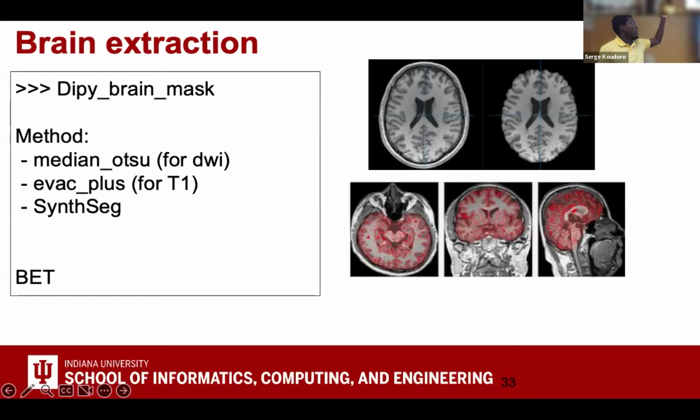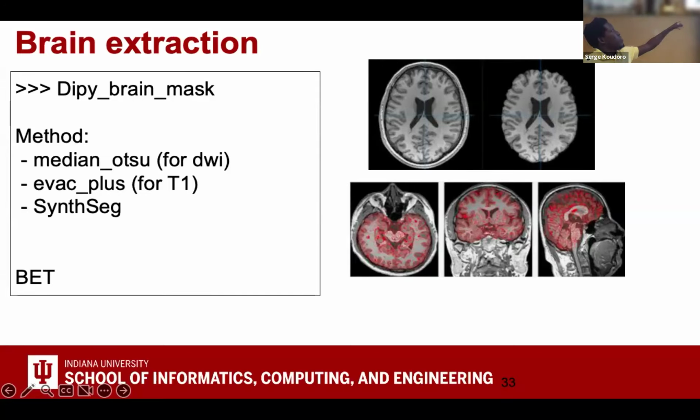So in DIPY, we have, of course, DIPY brain mask, and you can select your method. You can select the median also. The median also works well on diffusion images. It doesn't work at all on T1 images. What it does is take the histogram of your data, and from this, it tries to see the variance of the histogram and decompose your histogram in different parts, and you have the segmentation. Actually, it works very well on dMRI, but it's not enough usually.